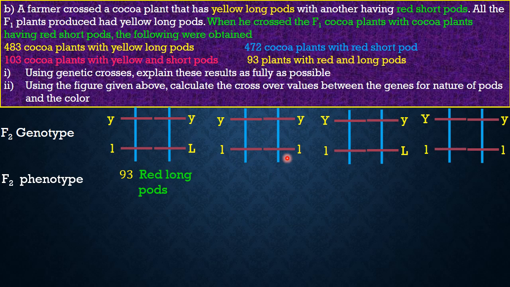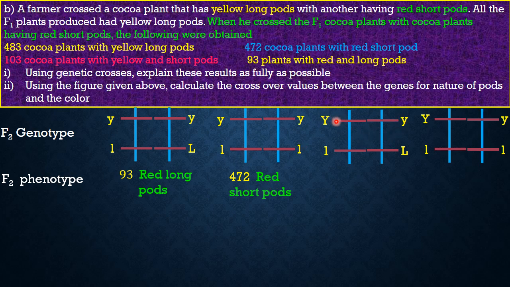Then the next, guys, you see that we have small y, small l, small l. So this is what? A recessive gene. So it means this is going to be red and short, right? Red short pods. And how many of them are there, guys? We have 472. So we're going to have 472 red short pods.